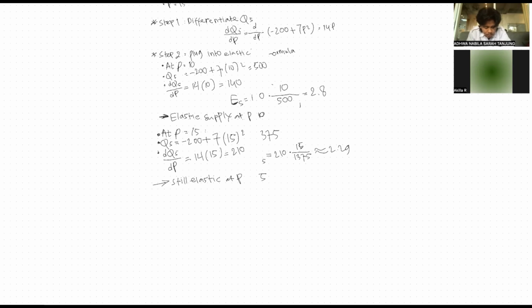Demand elasticity is usually negative due to the inverse price-demand relationship. Supply elasticity is usually positive and depends on how easily producers can adjust output. In our example, the supply was elastic at both P equals 10 and P equals 15.